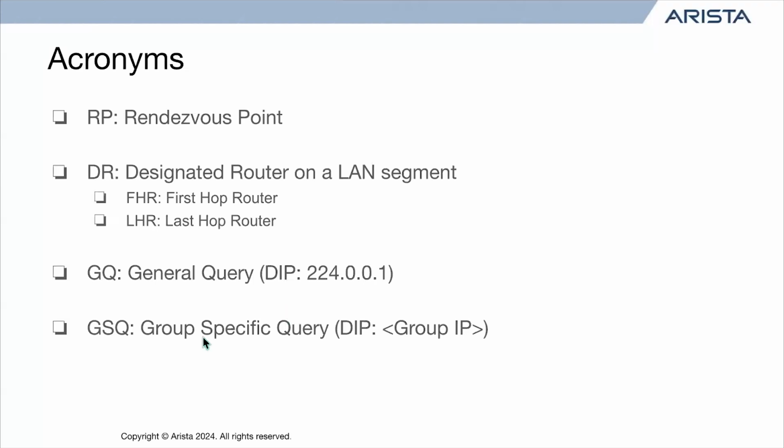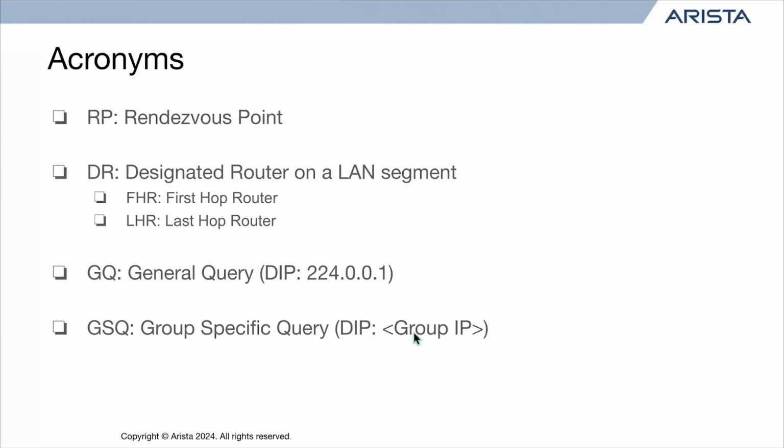Now, conversely, a GSQ, or a group-specific query, is sent out by a querier after it learns that a receiver in a VLAN has indicated an intent to leave a group. The GSQ is going to be sent by the querier to ensure that there are still other receivers interested in the same group. And the destination for that packet is going to be the IP of that group itself.